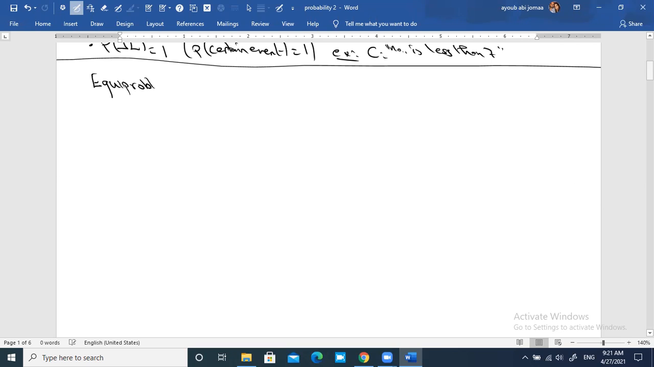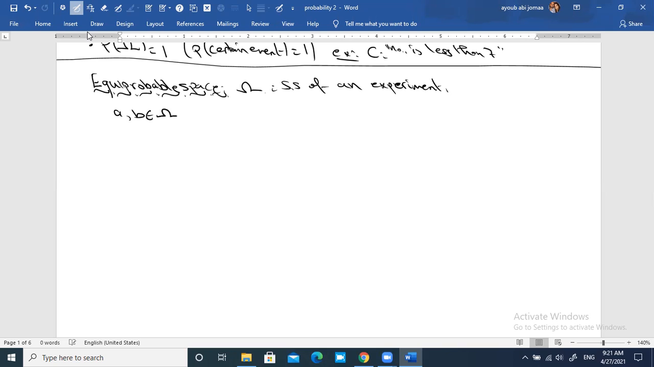Equiprobable space. In an equiprobable space, you are given a sample space omega of an experiment. If you consider two outcomes in the sample space, then these two outcomes have the same probability.